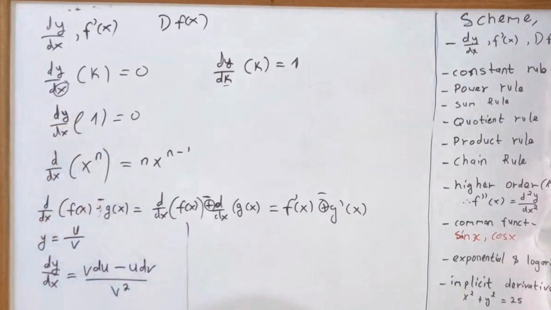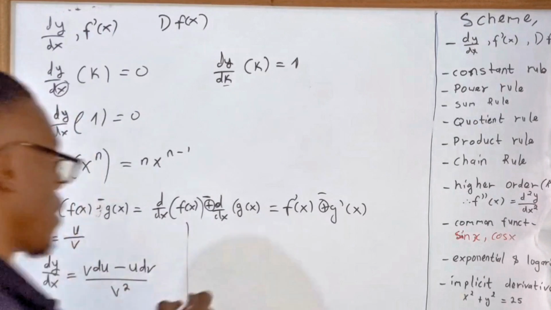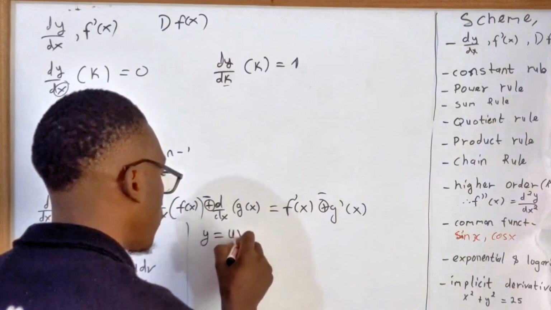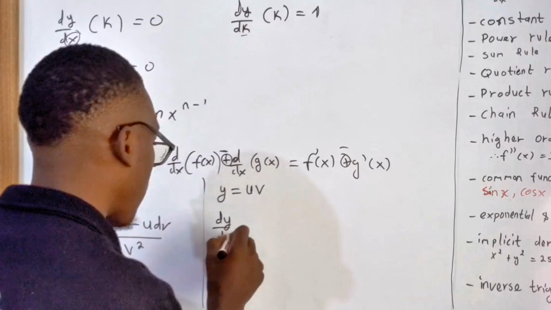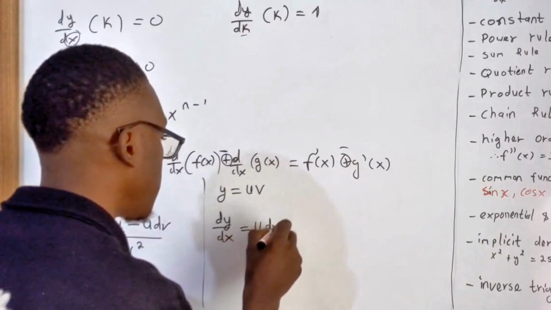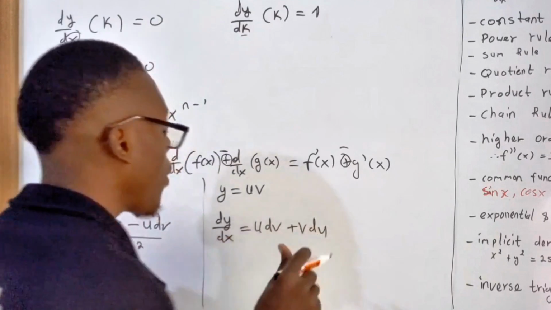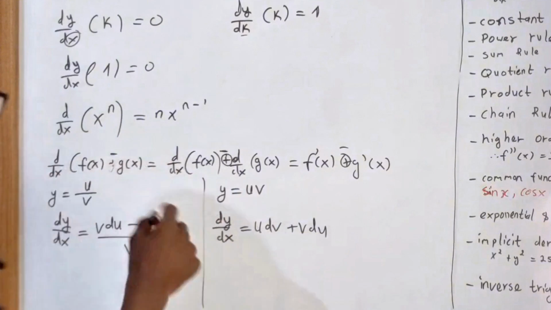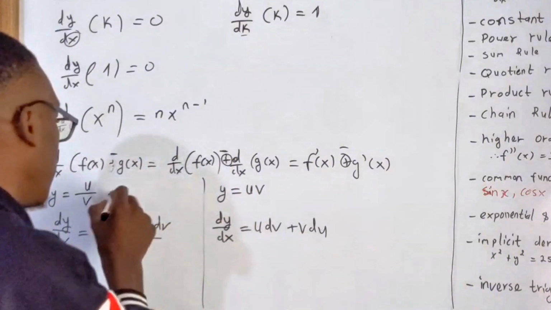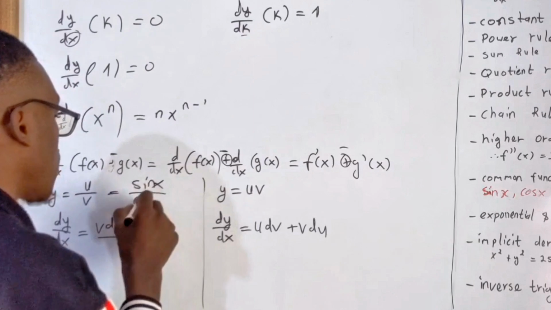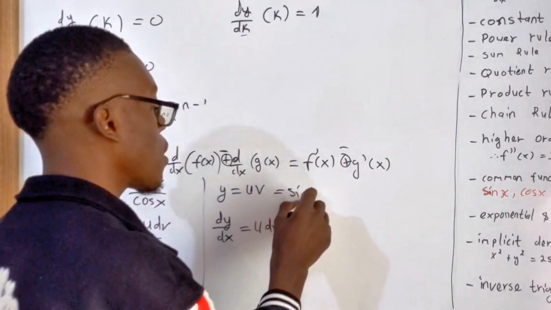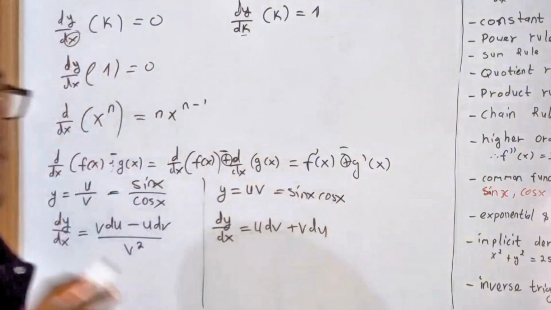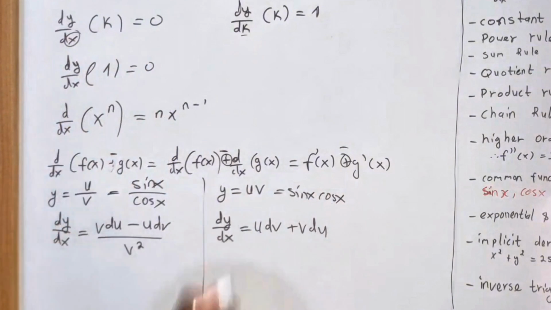Then move to another part, that is the product rule. What's the product? uv. Okay, y is equal to u times v. If we differentiate this, we are going to have what? dy over dx is equal to what? u dv plus v du. We are going to have a simpler example in this case. A typical example for the quotient can be sin x all over cos x. And a typical example for the product will be sin x times cos x. We're going to apply this principle to have the final answer.